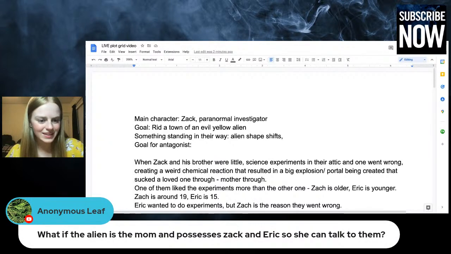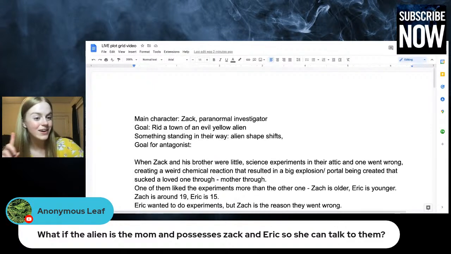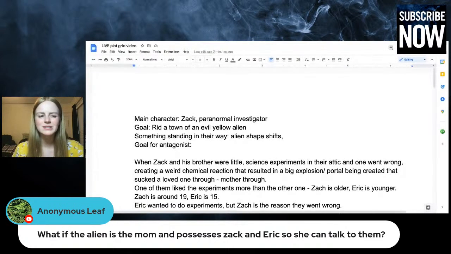Anonymous Leaf said, "What if the alien is the mom and possesses Zach and Eric so she can talk to them?" Oh yeah, we're gonna have to figure out, can the mom actually talk to the boys when she's possessing them? Do they know that it's the mom? I feel like they shouldn't know, because otherwise that would take all the power out of the twist. We should learn that the mom is the alien during the climax. Because this whole time they're like, we need to kill the alien, and then they realize, oh no, that's not the alien that we need to be killing.